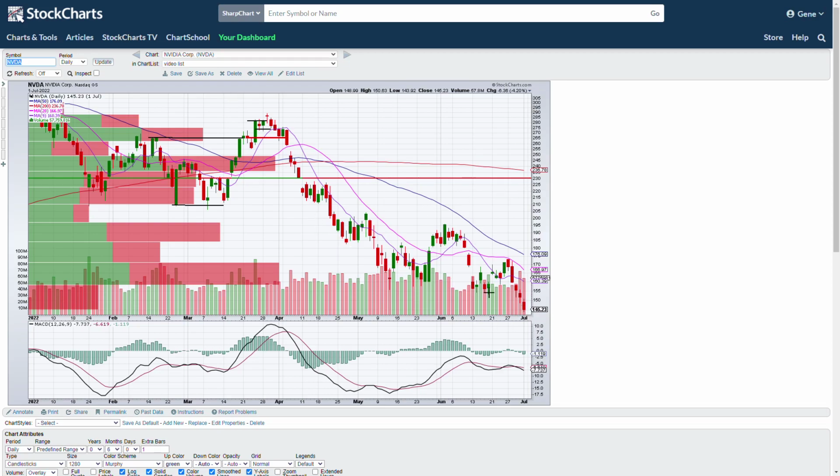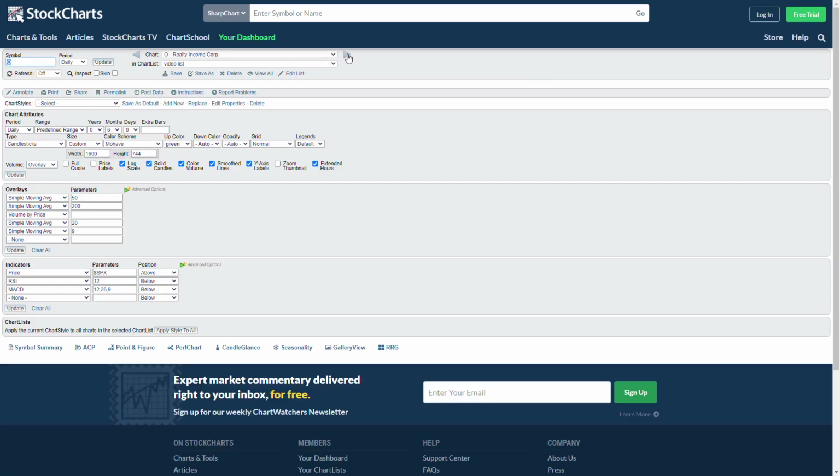NVIDIA, downtrend. I just wanted to show this. We talk about AMD all the time. Just a rough looking chart. The AMD monthly chart is just terrible looking.